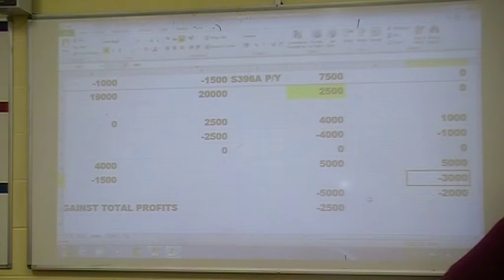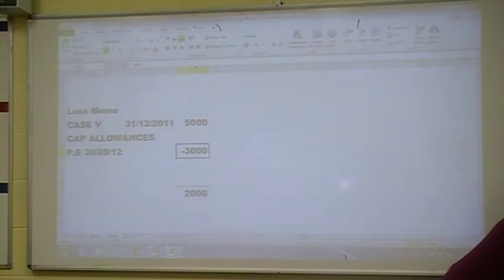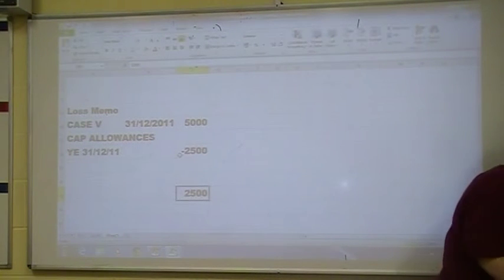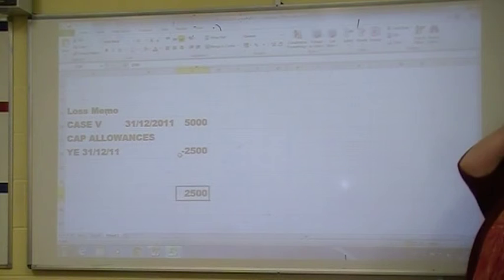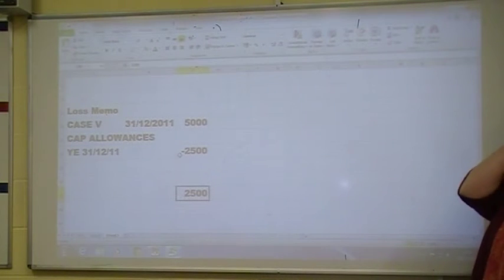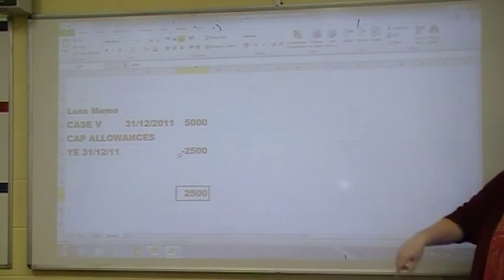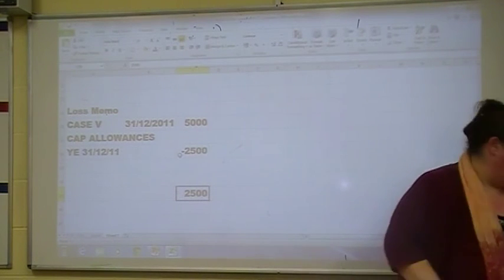Are we reversing the previous one? Yeah, we're getting rid of that 3,000 now. We're using current year capital allowances against Case 1. Don't take it off at the moment. So we're using 2,500 there against year ended the 31st of December 2011. Because it's more tax efficient, isn't it? Yeah. Now we have 2,500 left. And we've used that 2,500 against our 5,000 for our current year one.